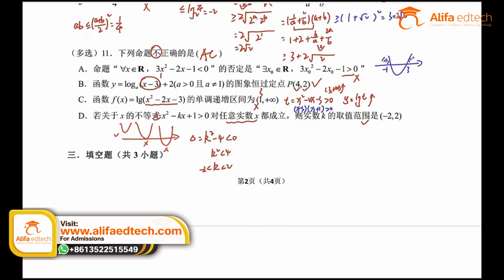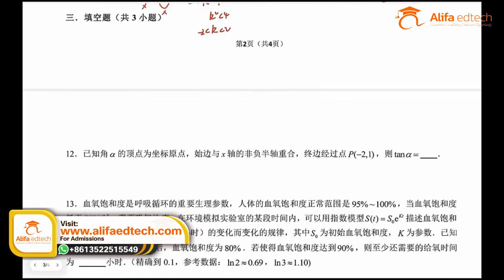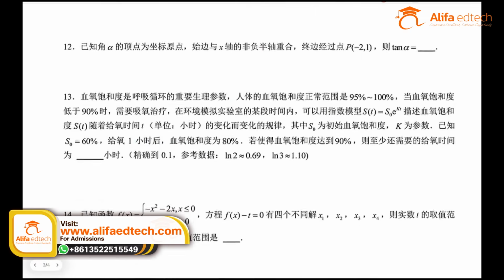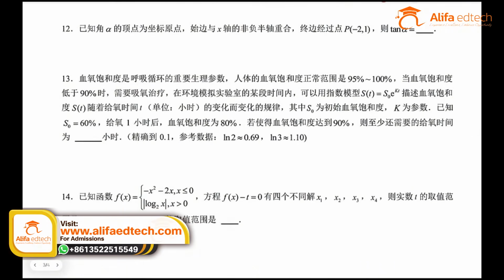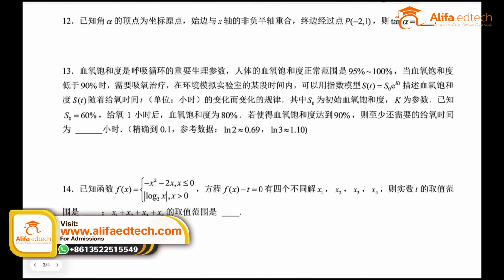Okay, next let's look at the fill-in-the-blank questions. For the fill-in-the-blank questions in this process, there's also a test on trigonometric functions. For example, the first one is a test of the tangent value. The tangent value is equal to the y-coordinate divided by the x-coordinate. That's all. It doesn't matter if it's the intersection with the unit circle or a regular point on the terminal side. So the result of the calculation is the y-coordinate 1 over the x-coordinate negative 2. So the final result is negative 1/2.